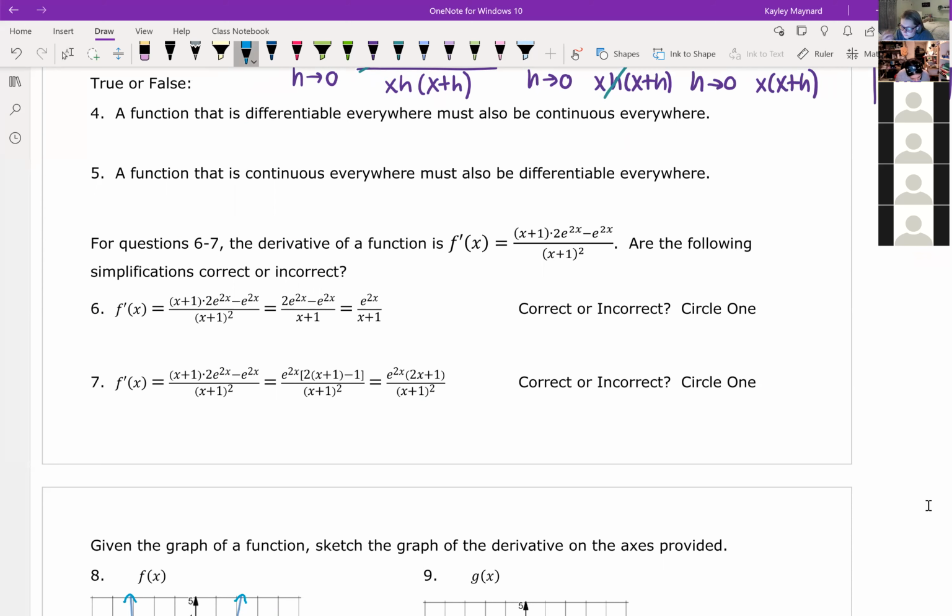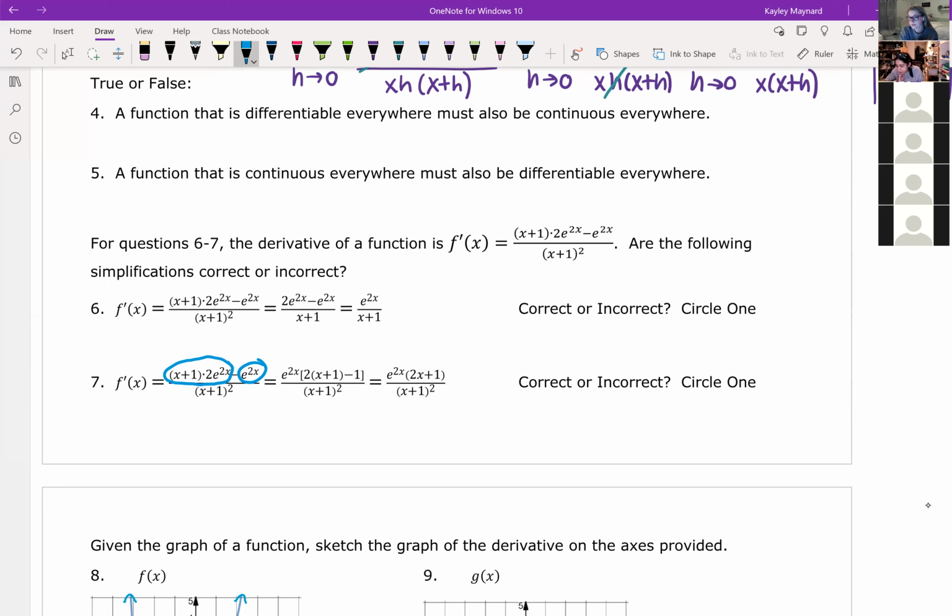All right, so we start out with f prime of x is equal to (x plus 1) times 2e to the 2x minus e to the 2x, over (x plus 1) squared. Okay, so if I'm just following this work down here below, from this step to this step, it looks like they pulled out an e to the 2x. So let's see if that's correct or not. If I'm looking at what's over here, it seems like I've got two separate terms. I've got some things being multiplied: x plus 1 times 2e to the 2x, minus e to the 2x. So I have two separate groups and they're being subtracted.